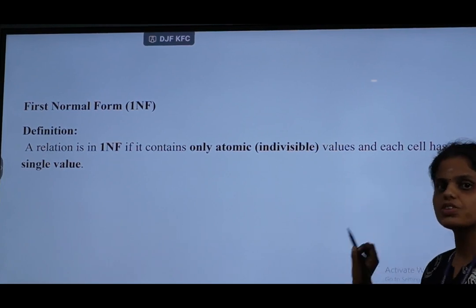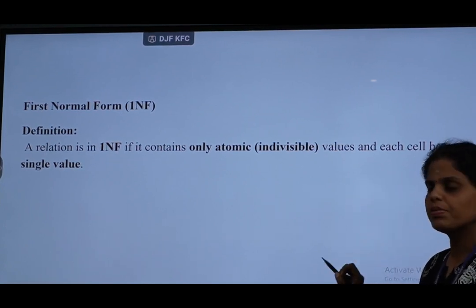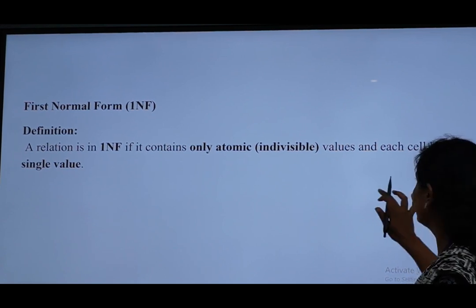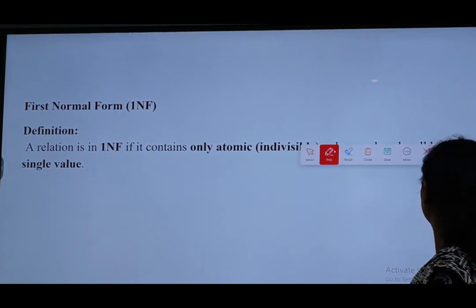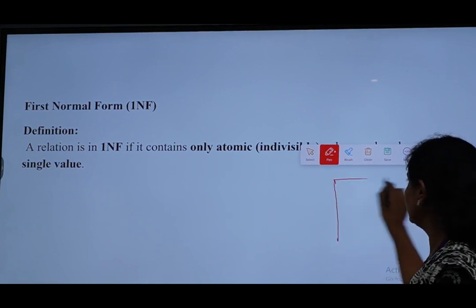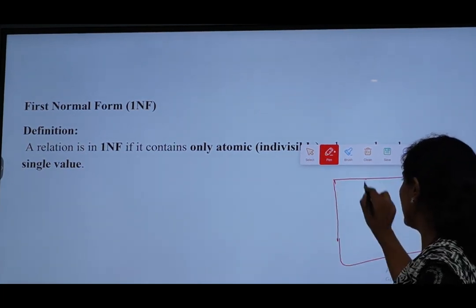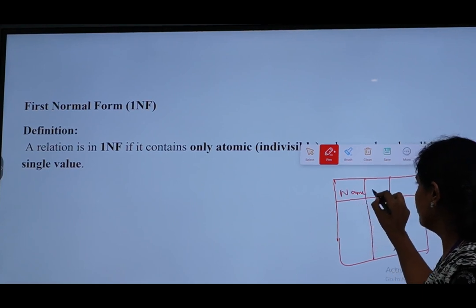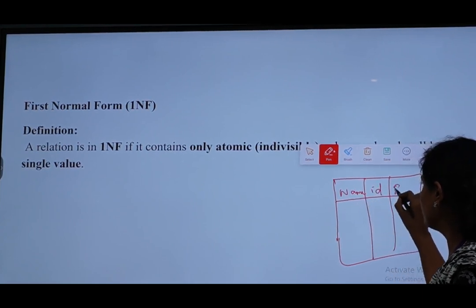Each cell has atomic values in it. So for example, we have a table like this. In the table, these are the attributes: we have name, ID, and phone number.